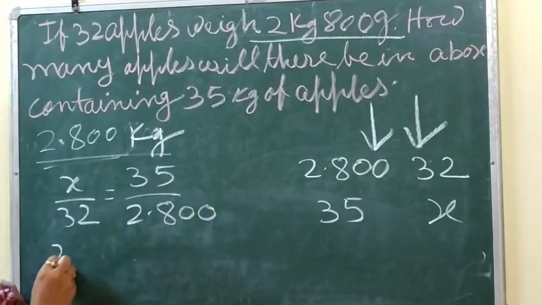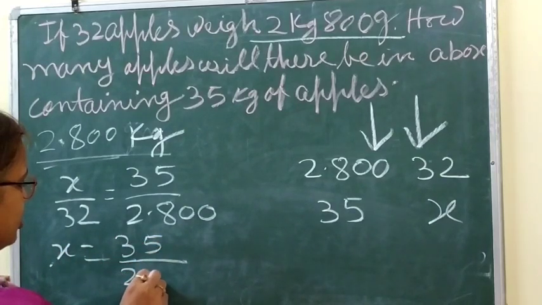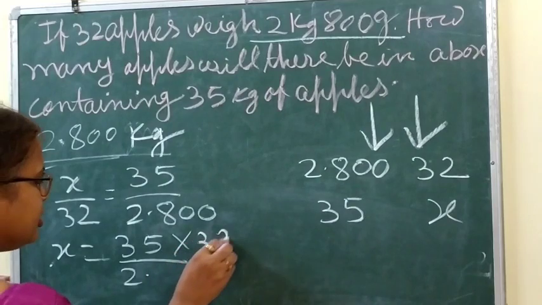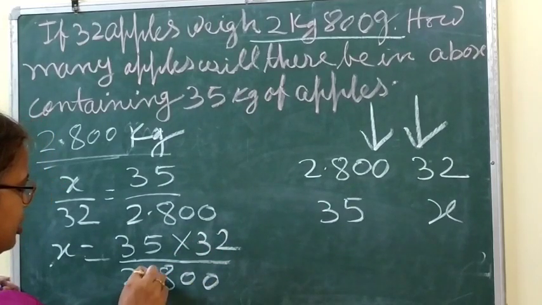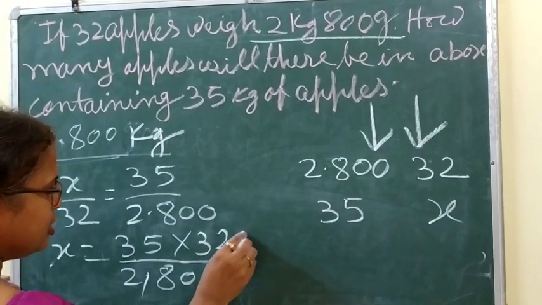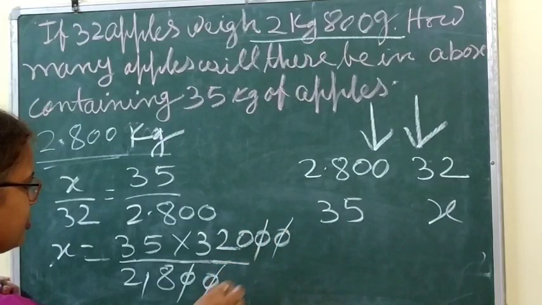So x will be equal to 35 into 32, and this divided by 2.800. Remove this decimal, then there are 3 digits here, so here you put 3 zeros. Clear? So 0 0 cancel, 0 0 cancel.